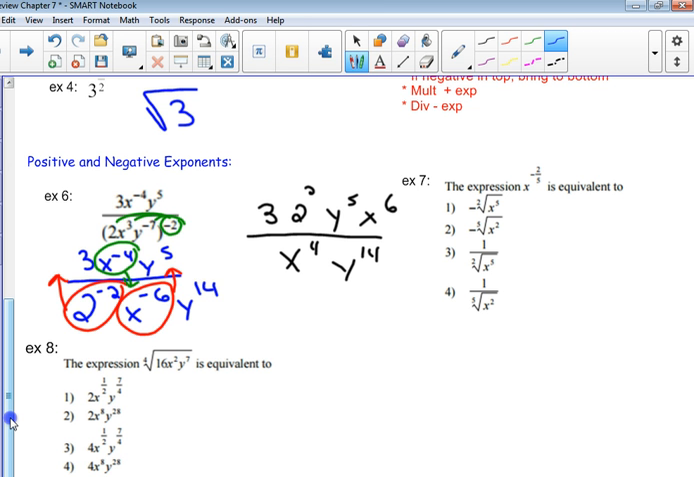But if you cancel, what I mean by canceling is that there's 5 y's up top, 14 in the bottom. Where's there more y's? On the bottom. How many more? 9. So that would be in the bottom. So that way it gets rid of the extra moving. I think it's easier. But either way, it's fine.